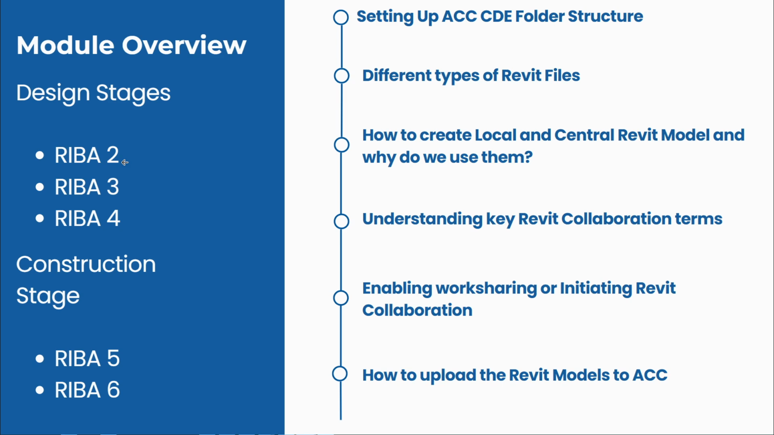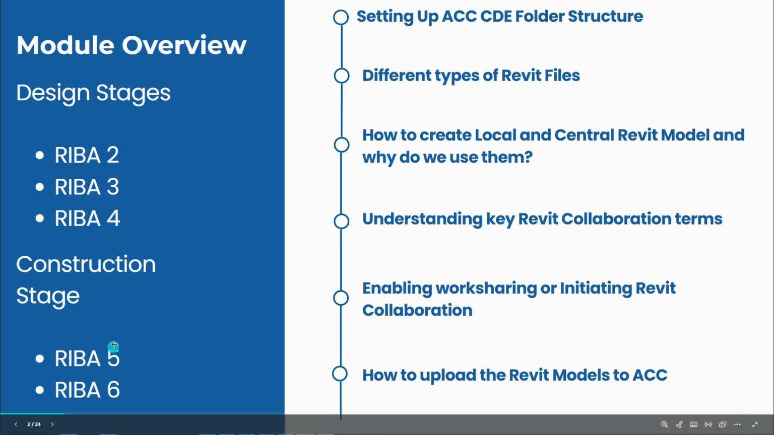In RIBA 3 and RIBA 4, we slowly start developing and modeling MEP as well, but in RIBA stage 2 it is really basic. I'll show you how exactly we do it in our Revit models. After RIBA stage 4, we do the tendering stage. We take the design, do the quantification, and allow contractors to tender the project to construct the design you produced in RIBA 4.